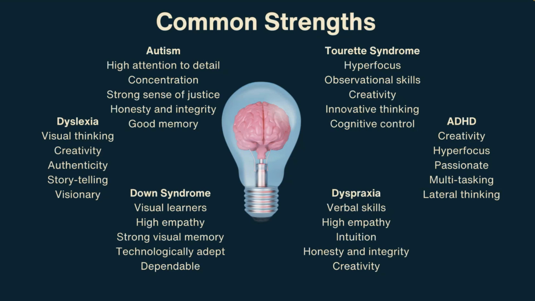People with Down syndrome often have good visual skills. They may be visual learners and have strong visual memory. People with Down syndrome can also be highly empathetic and dependable individuals. They may have visionary, big picture thinking. Another common strength is that people with Down syndrome can be very technologically adept.